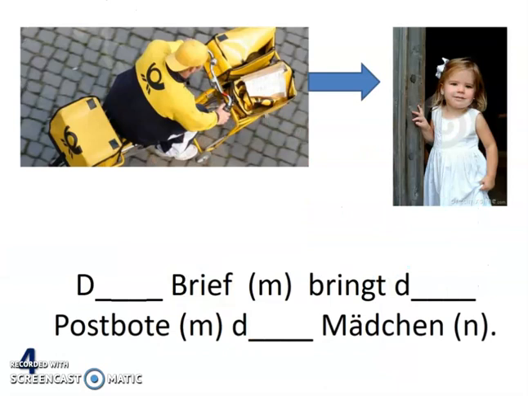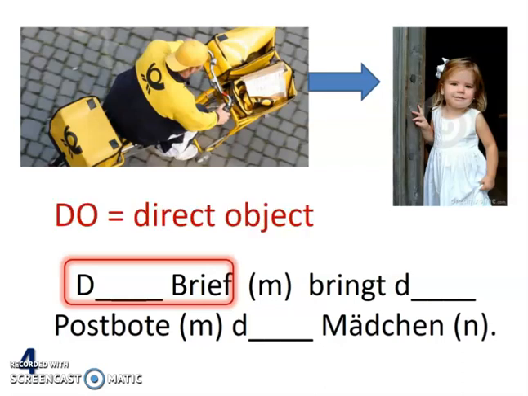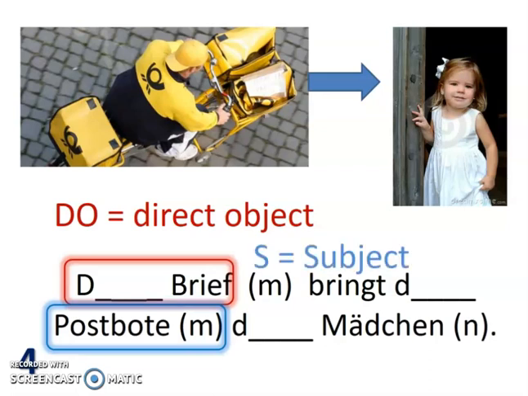All right, here we have another one. It looks like the mailman is bringing the girl a letter. So what am I highlighting here? We have the letter is highlighted. What is the letter in this sentence? It is our direct object. It's what's being verbed. It's what's being brought. How about the Postbote, the mailman? That is our subject. He is bringing the letter, and then the person that's receiving the letter is the girl, and so she's our indirect object.